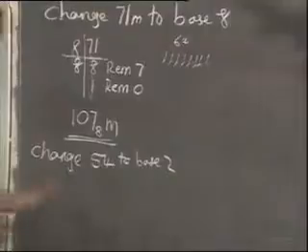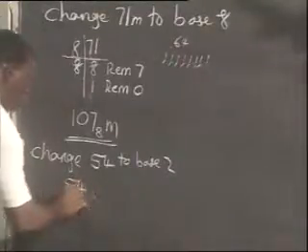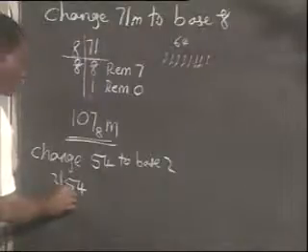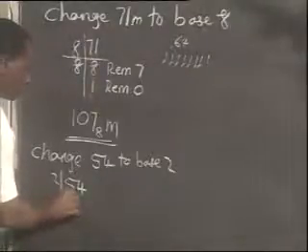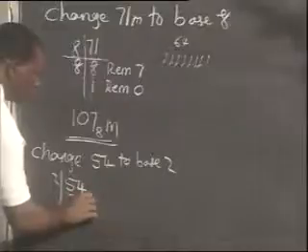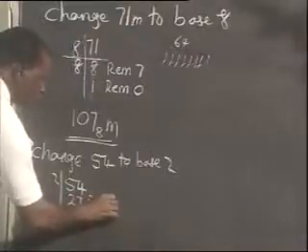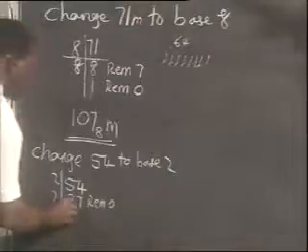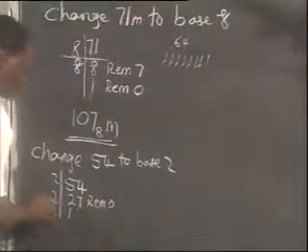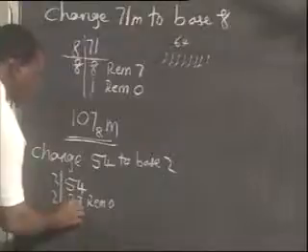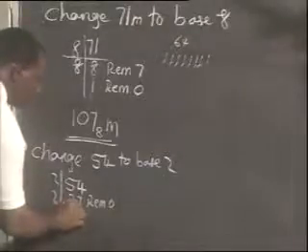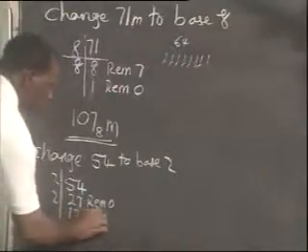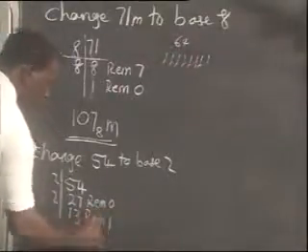What are you going to do now? You are going to say 54, start dividing it by 2. 2 in 54 will give me 27. Remainder 0. 2 in 27 will give me 13. Remainder 1. Do you know that?